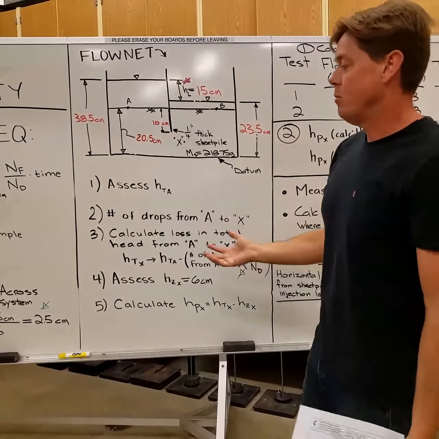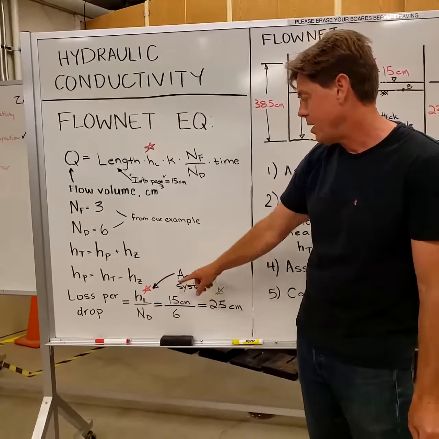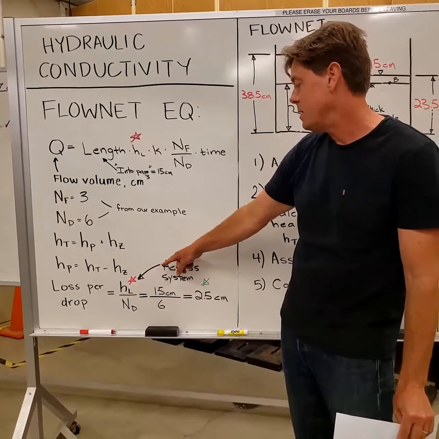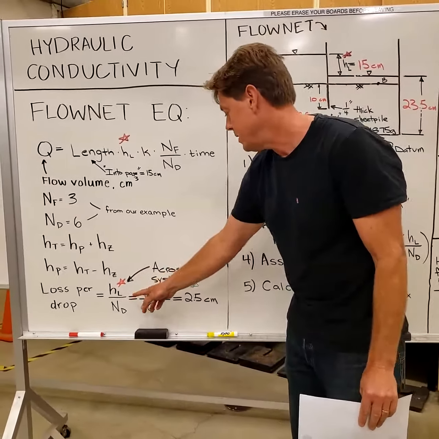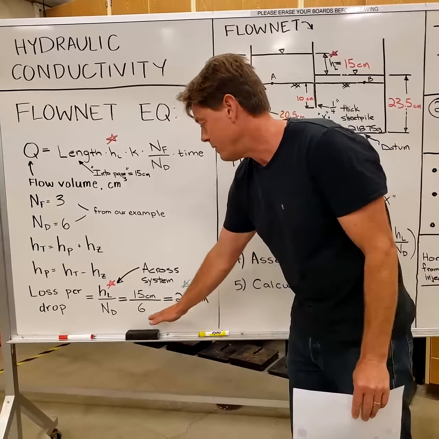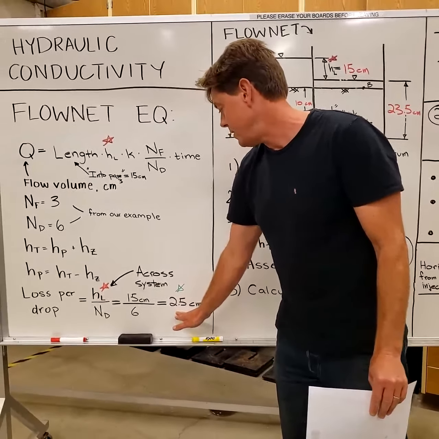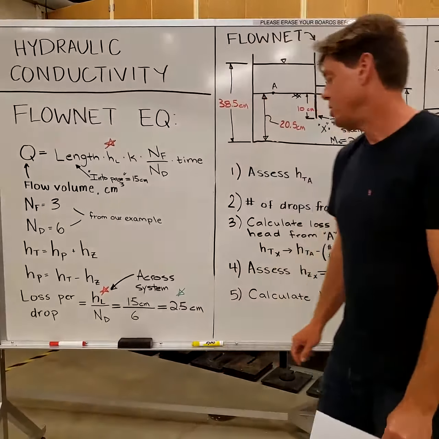What we're going to calculate is called the loss per drop. The head loss across the entire system, we divide that by the number of drops. We have 15 centimeters of head loss across the system and a total of 6 drops. That means we lose 2.5 centimeters of total head for each drop.